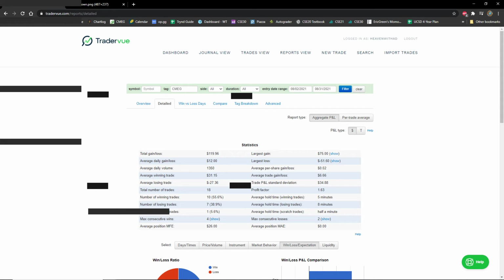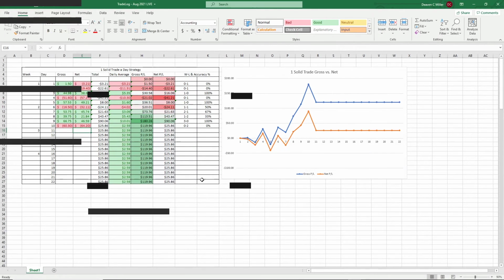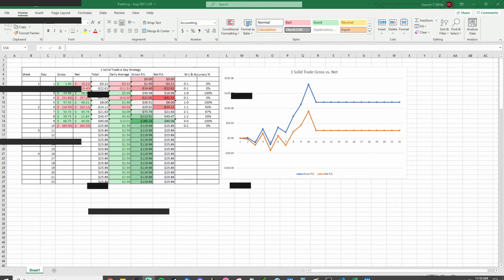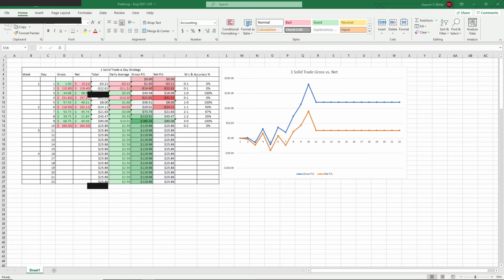Let me show you guys the spreadsheet I've been making to track my commissions. So here we have, let's see, can you guys see that? Yep, okay. Let me get rid of some of these black bars. Boom, boom, boom, boom. There we are.